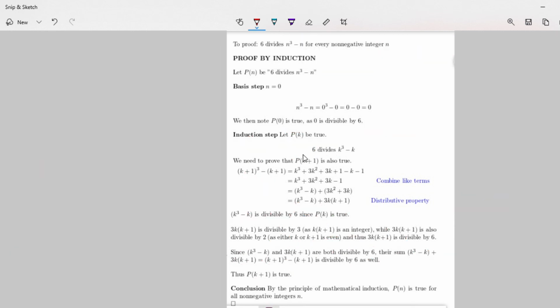So we knew that k cube minus k is divisible by 6. So what is the rule for divisibility by 6? If the number is divisible by 2 and if the number is divisible by 3, it can be divisible by 6. Okay. Here we check that 3k(k plus 1) is divisible by 3, while 3k(k plus 1) is also divisible by 2. So we can conclude that 3k(k plus 1) is also divisible by 6.